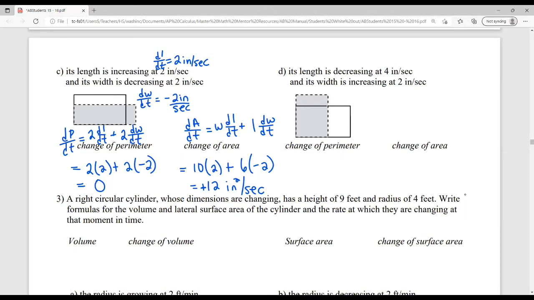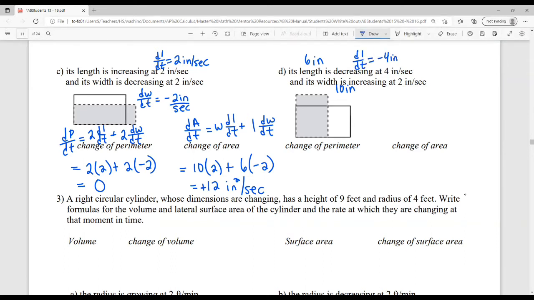Part D, its length is decreasing at 4 inches per second. Its width is increasing at 2 inches per second. Now that idea of the length and the width in this case is also going to affect my answer here, depending on which one we let be the length and which one we let be the width. We let the length be 6 earlier, and we let the width be 10, so we're just going to stick with that. It says the length is decreasing, so dL/dt is equal to negative 4 inches per second. The width is increasing, so dW/dt is equal to positive 2 inches per second.